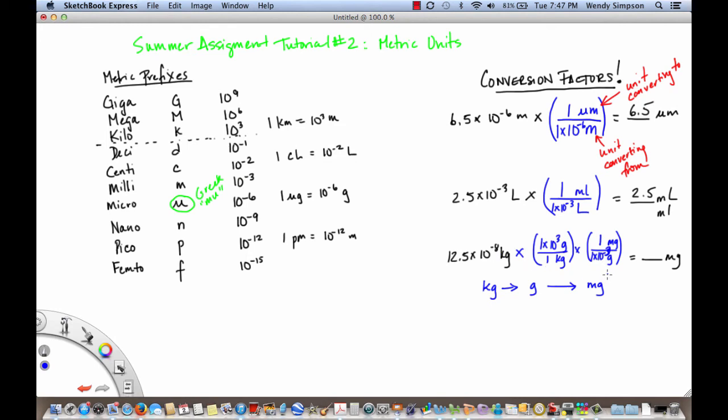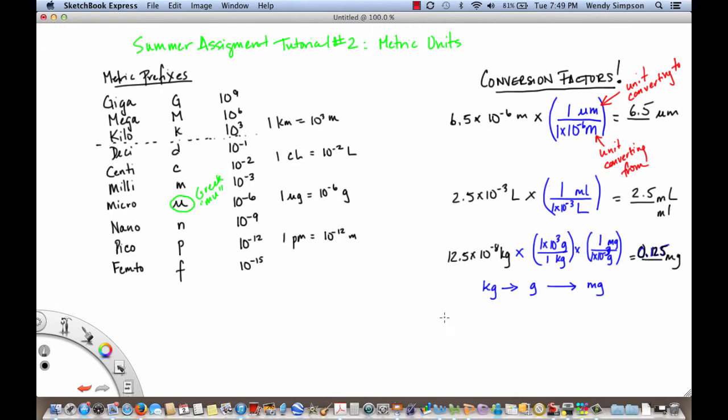Okay, so now I have my problem set up, and this becomes 12.5 times 10 to the minus 8 times 1 times 10 to the third, really then divided by 1 times 10 to the minus third. When I do my math, I end up with 0.125 milligrams. So this is a 2-step conversion factor. Okay? And we will see many, many more of these. So this is just your first introduction to conversion factors.